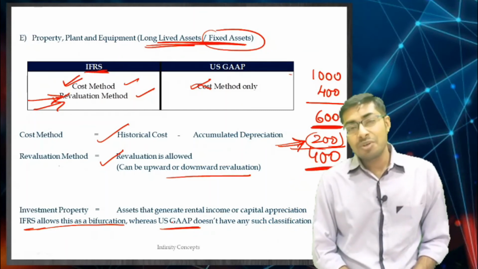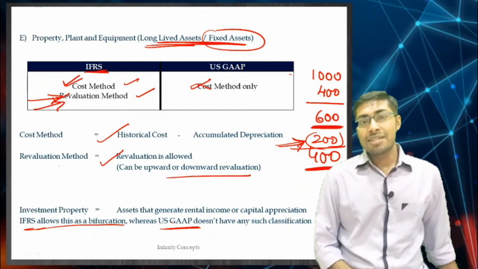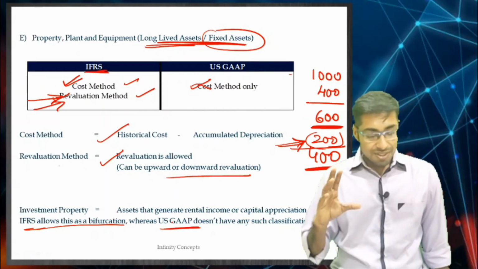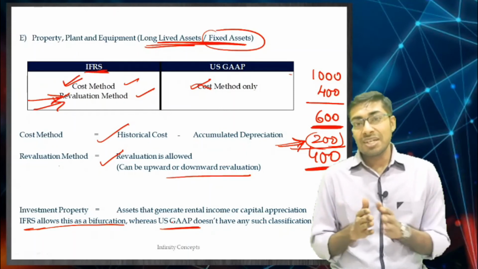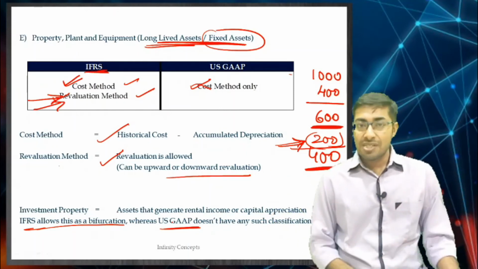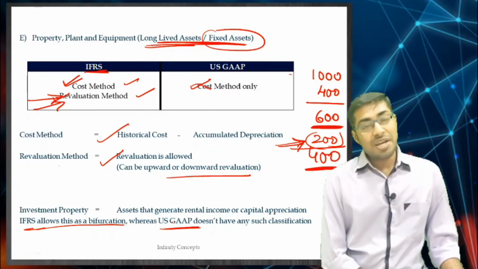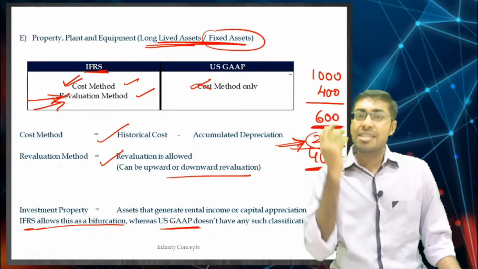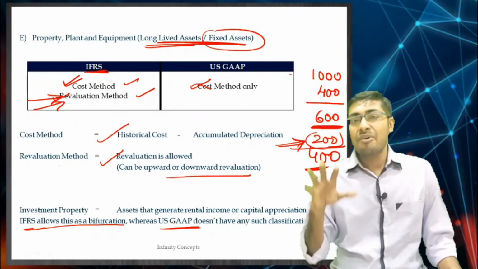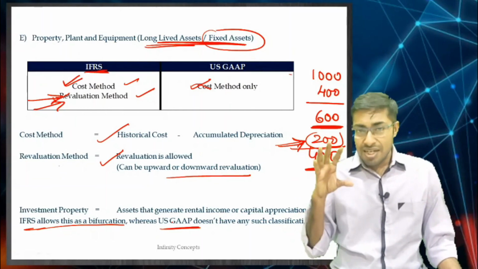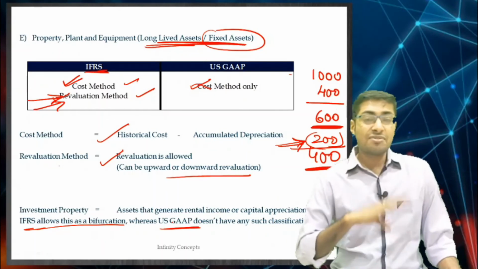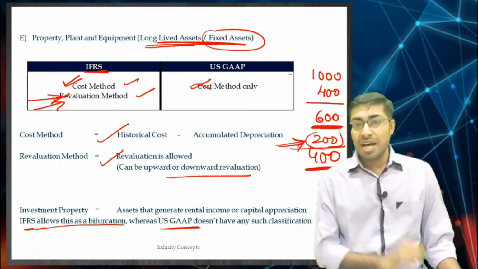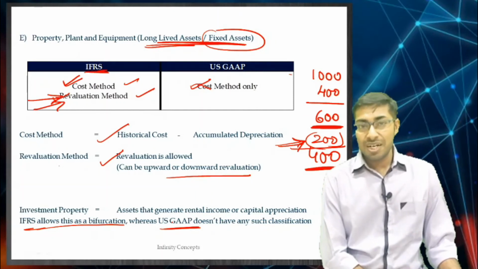US GAAP is not going to give you any such bifurcation. There is no particular rule or no particular bifurcation itself in US GAAP. This is very important, and even if sometimes you get confused, think by this logic: US GAAP is not going to allow anything to be done apart from the rule. IFRS will allow, on a fair value basis, something more. Fine, we will move ahead.